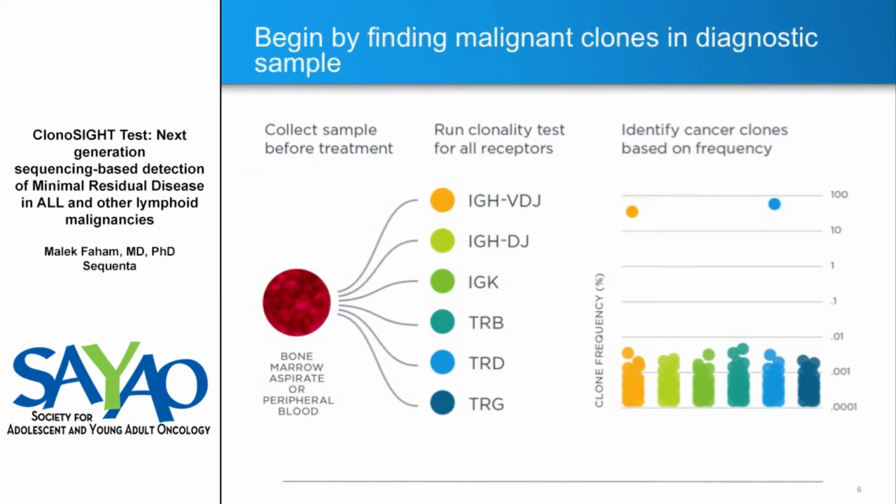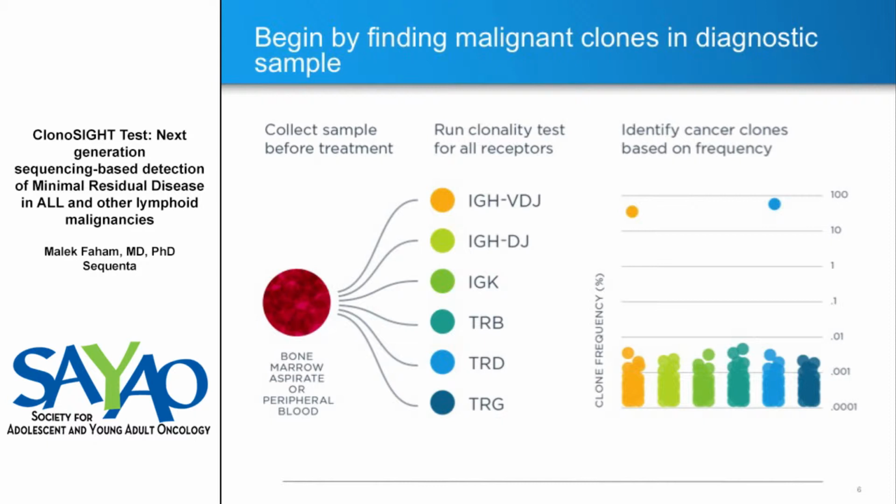So you get this full repertoire, and the question is, what do you do with it? How do you know what sequence you want to follow? In the context of leukemia or lymphoid neoplasm in general, you identify it by looking at the diagnostic sample, because the diagnostic sample is loaded with cancer cells, and all the cancer cells are clonal, coming from one original B cell or T cell, and hence they all have the same barcode.